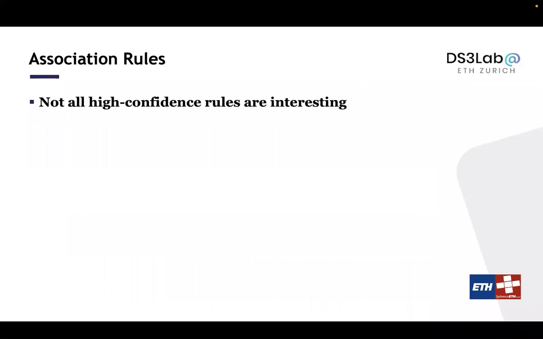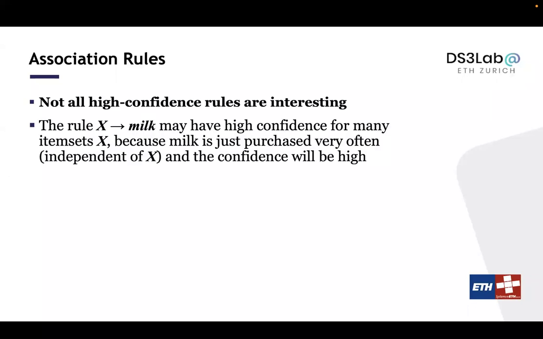Another thing, to define interesting, is motivated by the observation that not all the high confidence rules are useful or interesting. So think about the following case. Assume you have a rule where the left-hand side is X, some item set, and the right-hand side, for example, is milk. So if you look at this, assuming milk is a very, very popular item, assuming every single customer, when they go to the supermarket, always buys milk, 100% of customers buy milk.